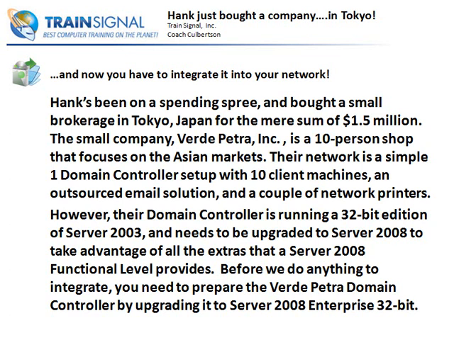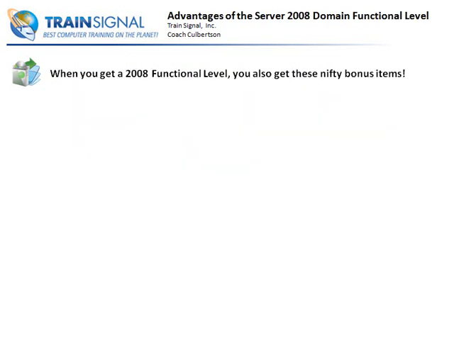Now, before we do anything to integrate, though, we need to bring up the version level of the operating system. We need to upgrade it to Server 2008. We're going to be using the Enterprise 32-bit edition. Okay. Now, when we upgrade the domain controller to 2008, we can have a 2008 functional level, right? So we get a couple of nifty bonus items.